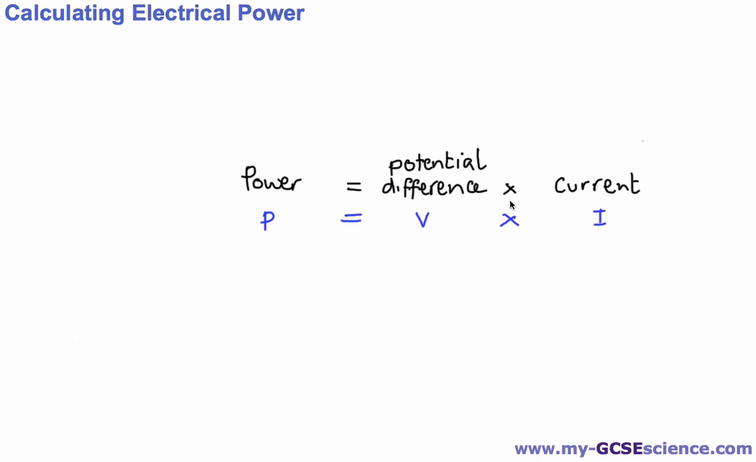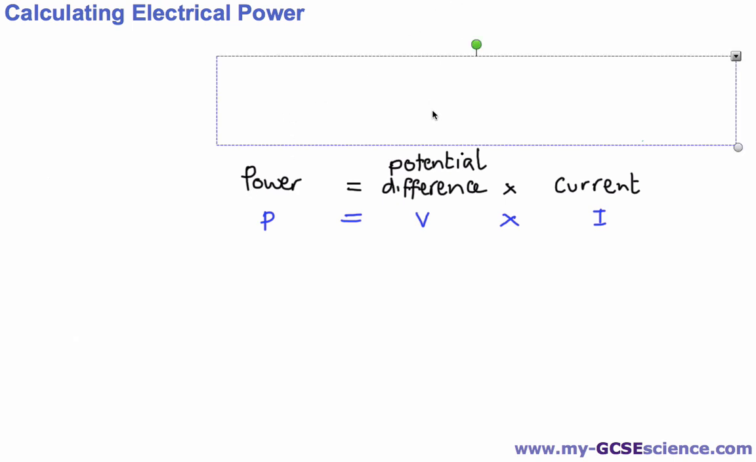The next formula that I want to look at goes like this. Power is potential difference times current, or P equals VI. Again, these two you'll be given in the exam. You won't be given the units, but before we go on to the units, I would like to remind you of the following.